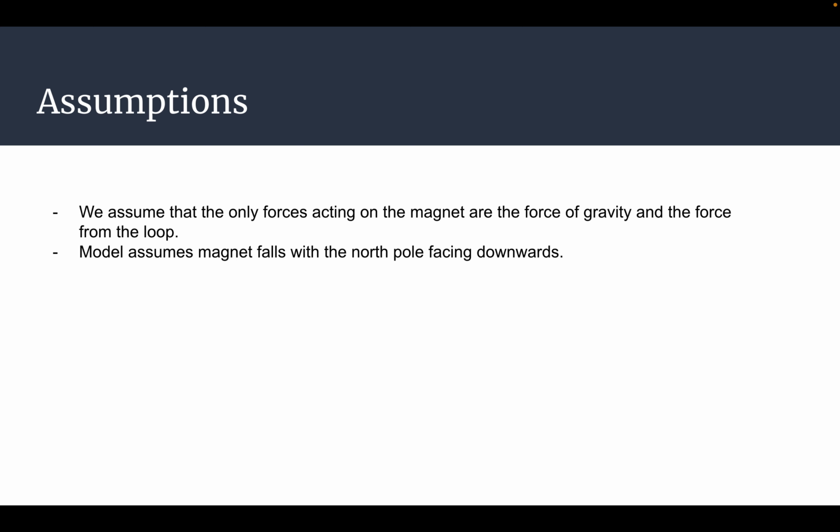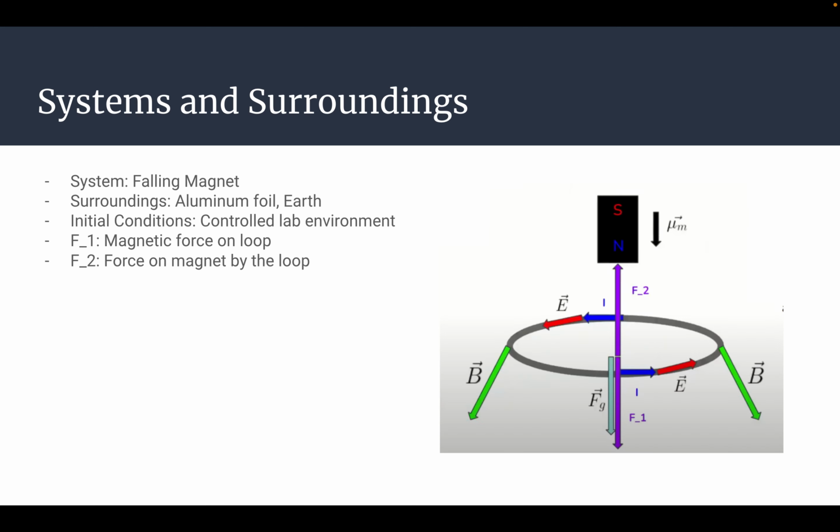We assume that the only forces acting on the magnet are the force of gravity and the force from the loop. The model assumes the magnet falls with the north pole facing downwards. The system is the falling magnet. The surroundings are aluminum foil and Earth. The initial conditions are a controlled lab environment. F1 is the magnetic force on a loop, and F2 is the force on the magnet by the loop.